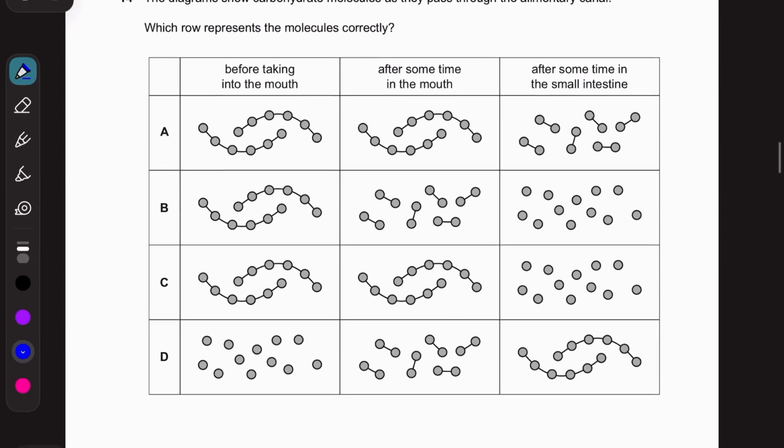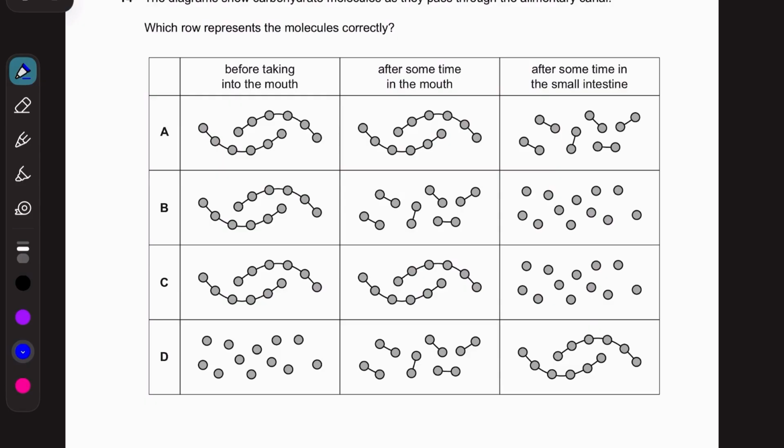The diagrams show carbohydrate molecules as they pass through the alimentary canal. Your alimentary canal is basically your digestive system. So from your esophagus to your stomach to your small intestine, large intestine, rectum, and then out through the anus, right? And it asks which row represents the molecules correctly.